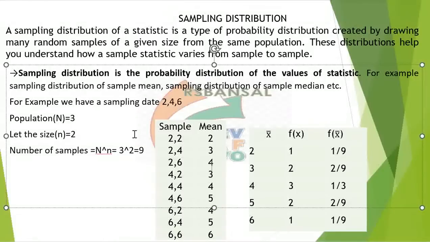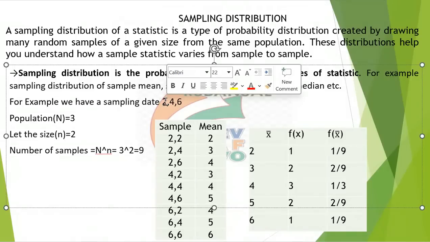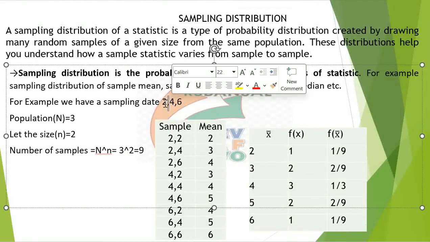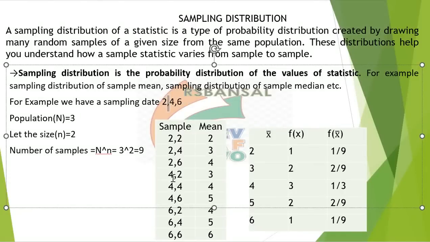So the samples are 2 comma 2, 2 comma 4, 2 comma 6, 4 comma 2, 4 comma 4, 4 comma 6, 6 comma 2, 6 comma 4, 6 comma 6. You calculate the mean of all of these. For example, 2 plus 2 by 2 equals 2. You find the mean of each of these.